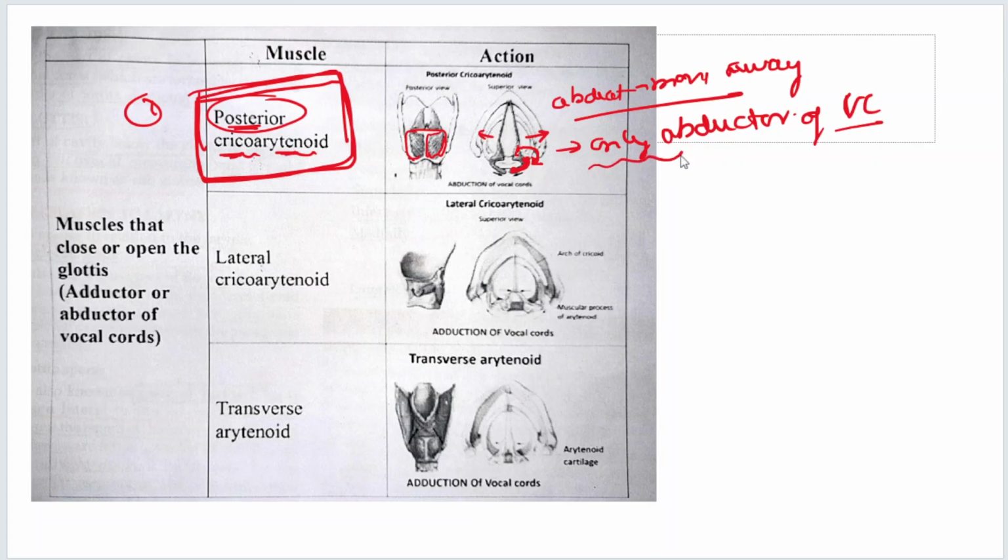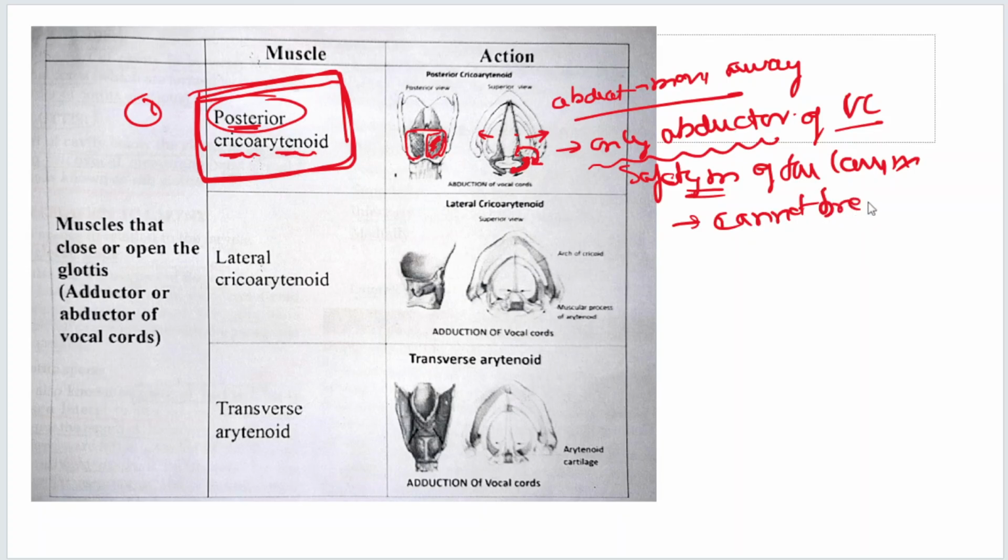See the significance of it. Okay, so this is called the safety muscle of the larynx. Why is it called the safety muscle of the larynx? Because suppose something happens and the posterior cricoarytenoid does not function, the vocal cord cannot be abducted away. The person cannot breathe. Okay, the air, the oxygen will not go into the lungs. It can be potentially fatal.